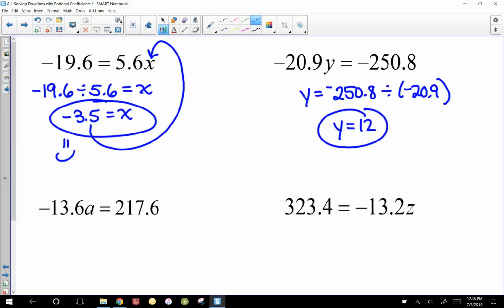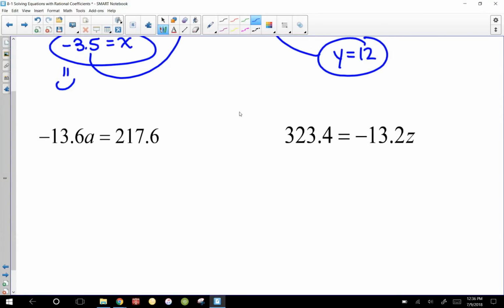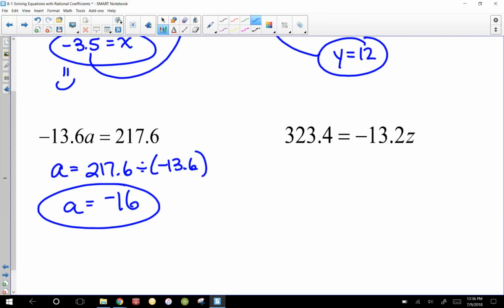And then, of course, if you check your solutions by plugging it back into the original, you'll always know if you got it right or if you accidentally divided backwards. Next one, negative 13.6 times A is equal to 217.6, sorry. So A must be equal to 217.6 divided by negative 13.6. And then that gives me a value of A is equal to negative 16. And again, if I plug that back in and check here, negative 13.6 times negative 16 is a positive 217.6.